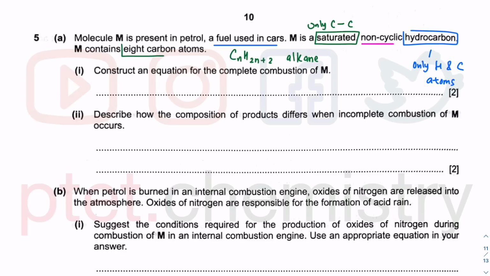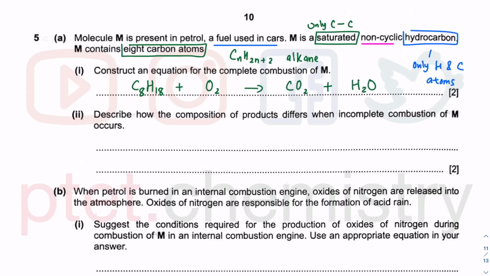So now we have 8 carbon atoms. When we put in carbon 8, 8 times 2 is 16, plus 2 is 18. So C8H18, combustion in oxygen, will give me CO2 if completely combusted in excess oxygen.